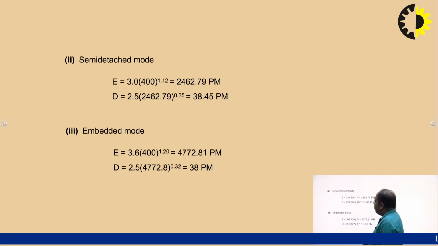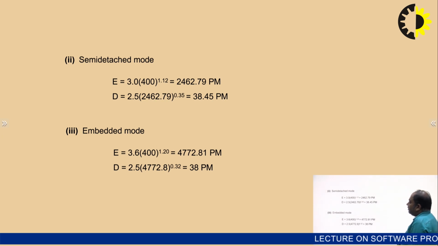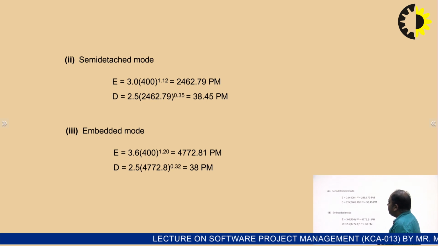So for semi-detached mode, effort is equal to 3.0 × 400 raised to the power 1.12, which comes to 2462.79, meaning 2462 person months, and the development time is 38 months.